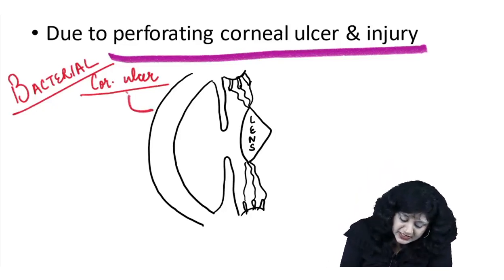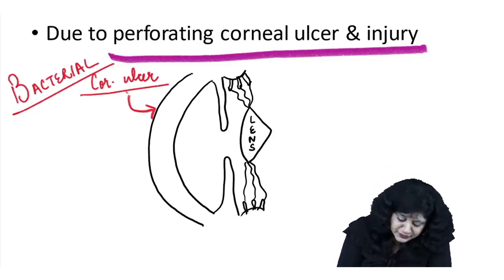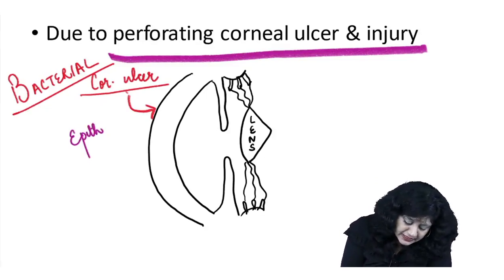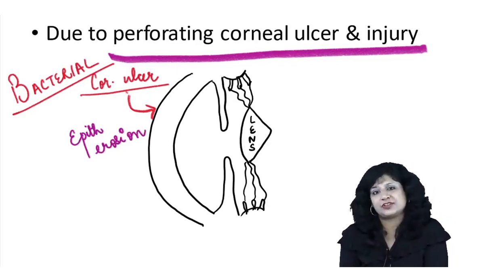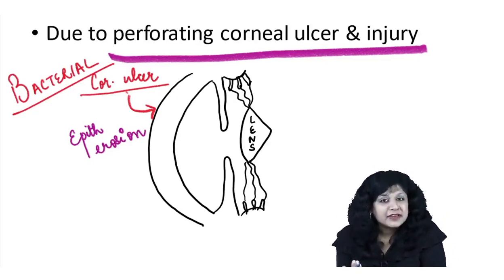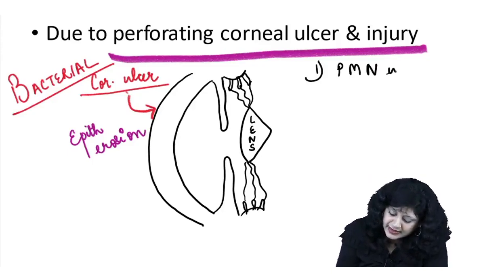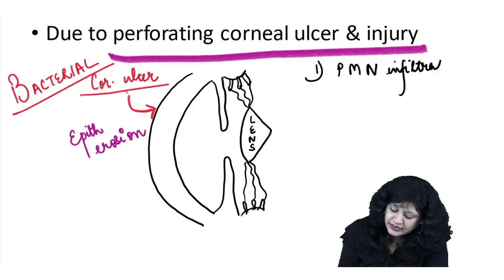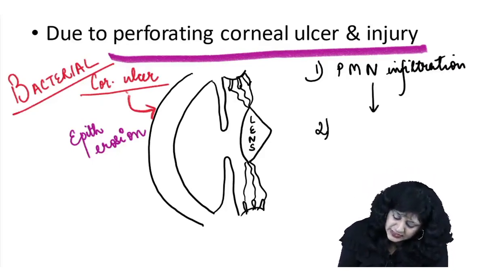Because whenever this starts, it starts from the superficial layers. And what is the first thing that takes place? The first thing is your epithelial erosion. It always starts from the epithelial erosion, and then we have the secondary bacterial infection taking place. Right? Now when the infection starts, what is the first response that is taking place? The first thing is the polymorphonuclear infiltration, and a lot of cells will be accumulated, and this will actually lead to the active ulceration.